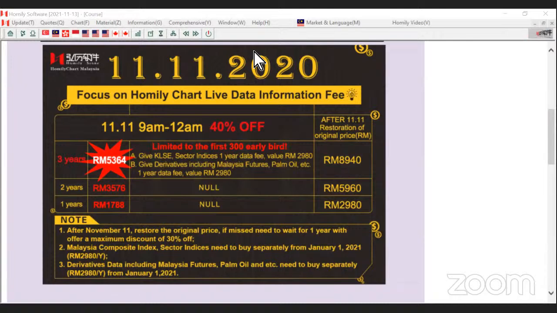If you have already booked the data fee from Mandarin customer service, no problem. You don't need to book again. If you booked, okay, no problem. To do it earlier, for example.